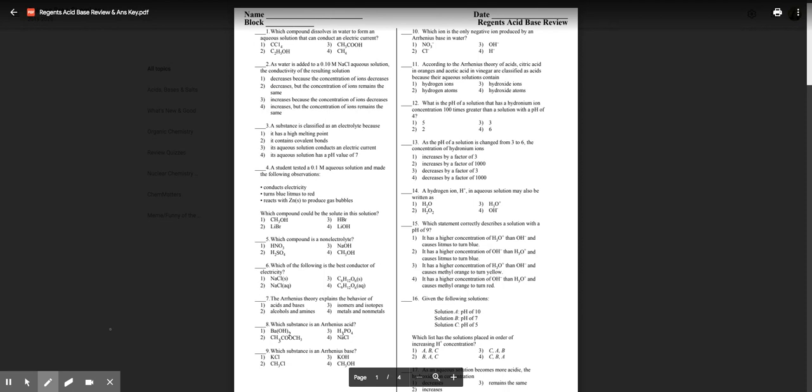Okay. Which compound dissolves in water to form an aqueous solution that can conduct electric current? So electric current, okay, that means electrolytes. What is an electrolyte? Those are things that can conduct electric current, and the definition is anything that is an acid, base, or salt solution. So that's like the whole point of this unit. What is a salt, by the way? That's an ionic compound, and it has to be in solution so that you have mobile ions.